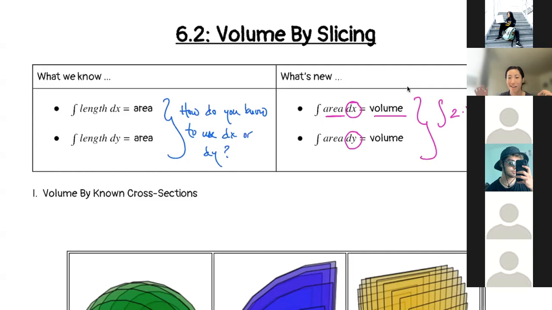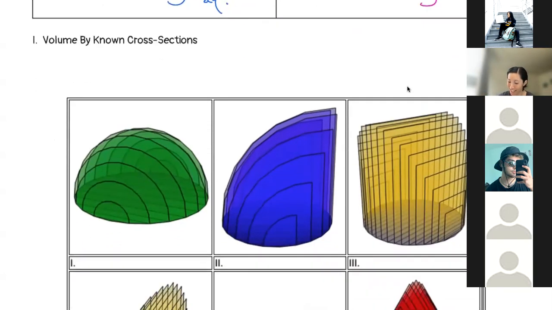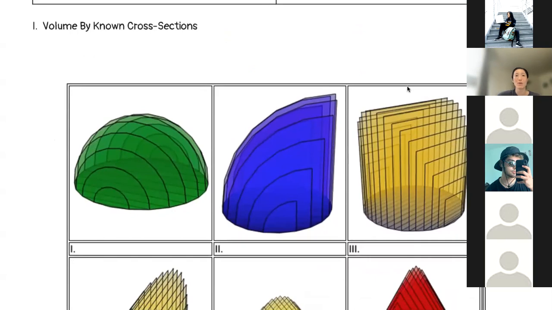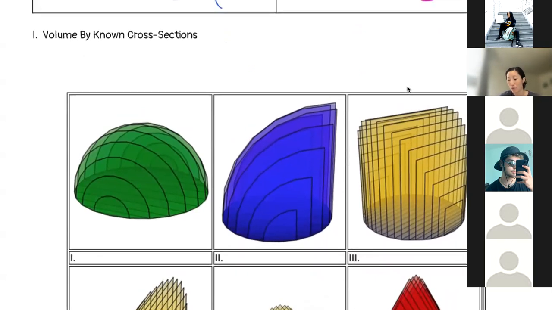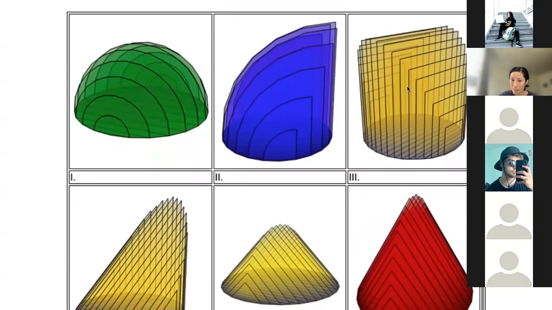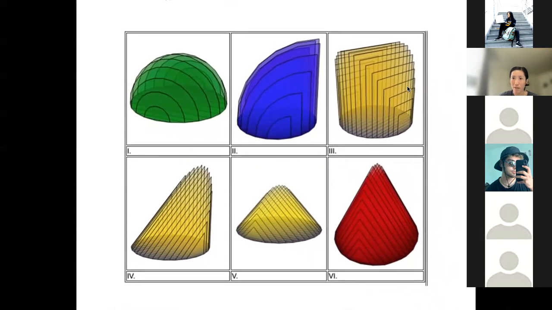And so now things are going to get exciting, right? So today, my hope is that we're going to focus on something called volume by known cross sections. Okay. And so I think pictures are definitely a very large part of this unit. And so we're going to take a look at these pictures, take a look at some shapes, and help ourselves remember some area formulas from way back when. We've used quite a bit of these over the course of the year, but I think it'll be nice to have these area formulas front and center.